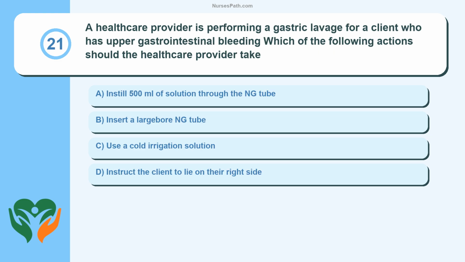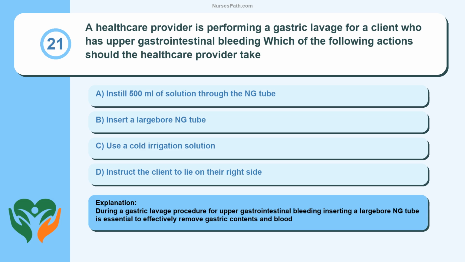Question 21. A healthcare provider is performing a gastric lavage for a client who has upper gastrointestinal bleeding. Which of the following actions should the healthcare provider take? Instill 500 milliliters of solution through the NG tube. Insert a large bore NG tube. Use a cold irrigation solution. Instruct the client to lie on their right side. During a gastric lavage procedure for upper gastrointestinal bleeding, inserting a large bore NG tube is essential to effectively remove gastric contents and blood.